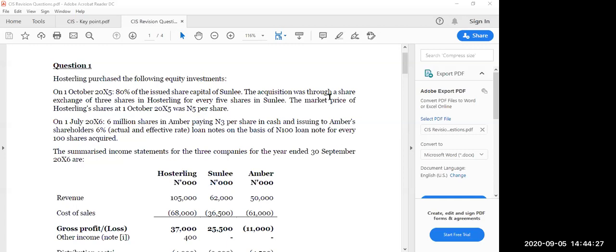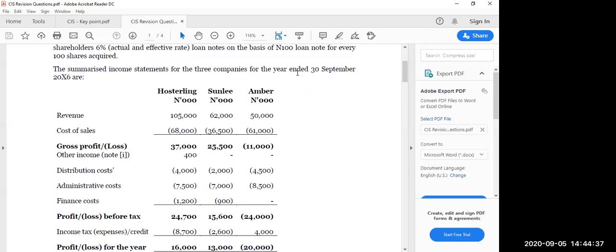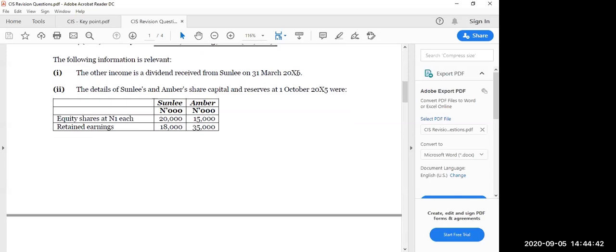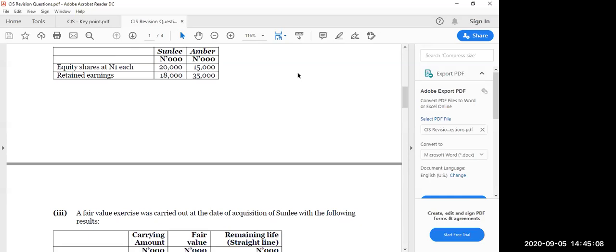The summarized income statements for the three companies for the year ended 30th September 20X6 are available below. All figures are assumed correct. The following information is relevant. One, the other income is a dividend received from Sunli on 31st March 20X6. Two, the details of Sunli's and Amber's share capital and reserves at 1st October 20X5 were provided below, and all figures are assumed correct: equity shares and retained earnings for each company.